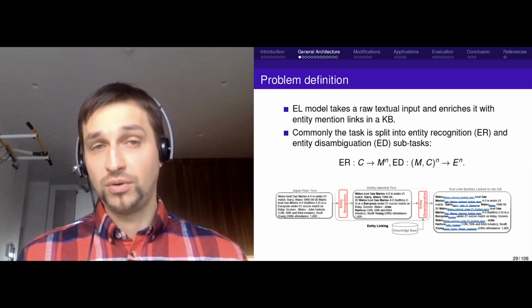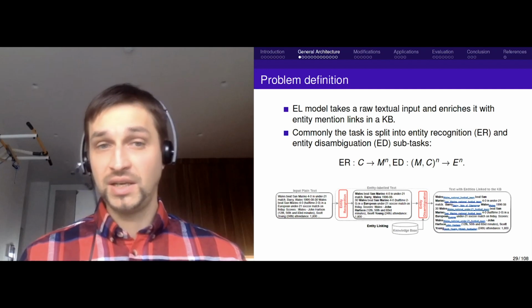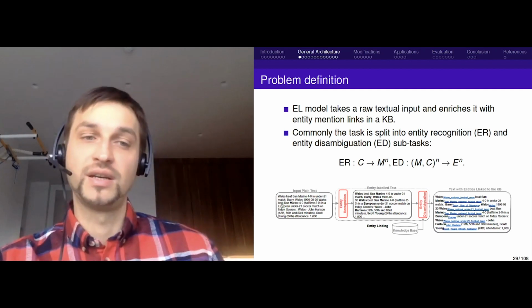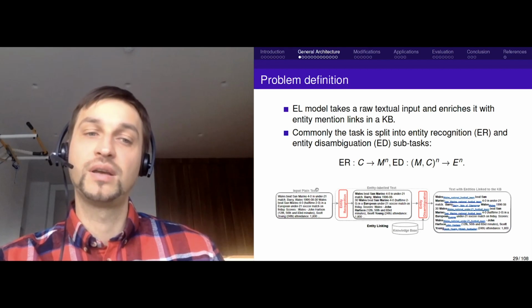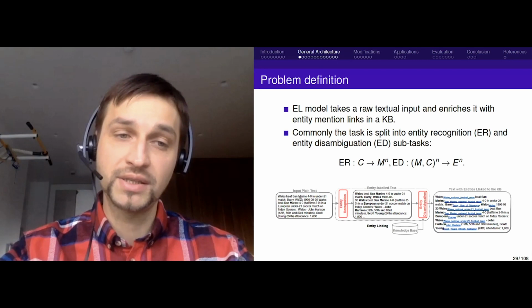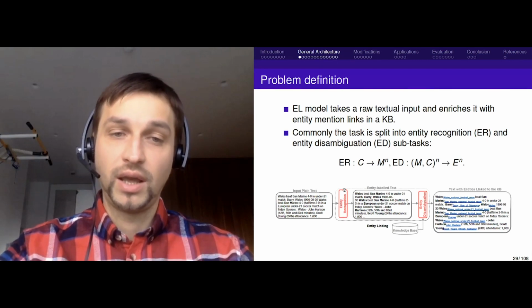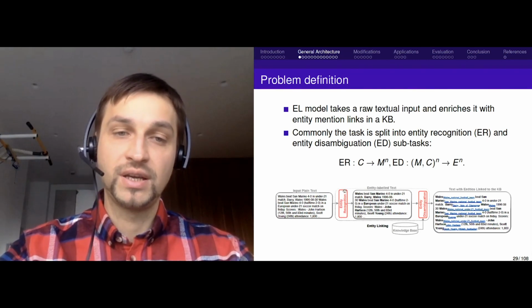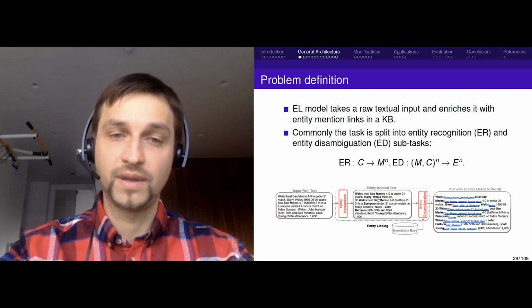Okay, so a little bit more formally, entity linking looks like this. As an input, you're obtaining some plain text like this one. What usually happens, mentions of various entities are recognized. You see them here, they are in a bold font.